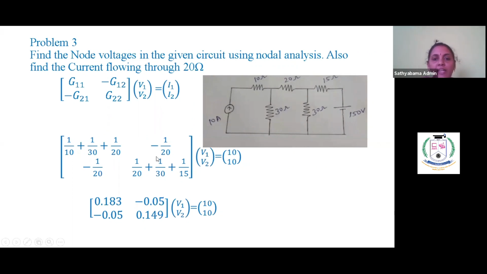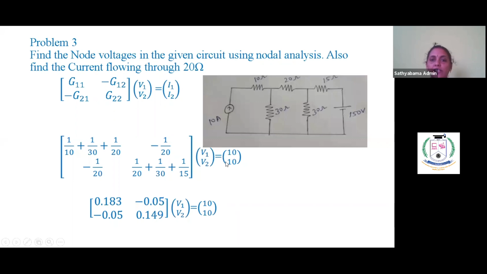And next is G12. G12 is the conductance connected between node 1 and node 2. So 1 by 20, and here you have a negative sign, so we put it as minus 1 by 20. Same for G21. G12 and G21 will be the same. Next G22. G22 is the total conductance connected at node 2. So check here, we have 3 resistances connected here. So it will be 1 by 20 plus 1 by 30 plus 1 by 15. Clear? So V1, V2 are the node voltages.